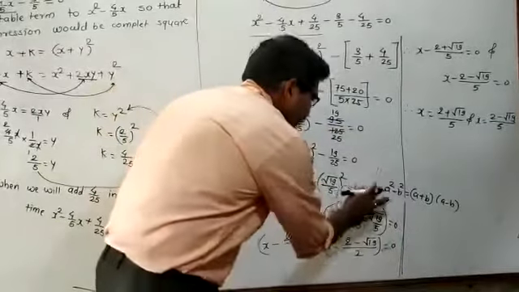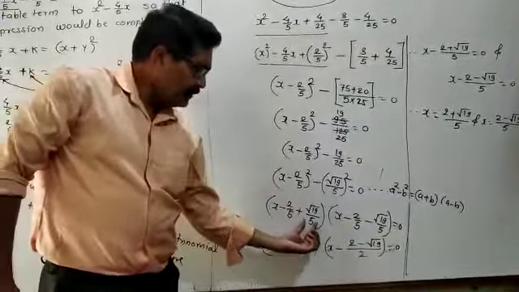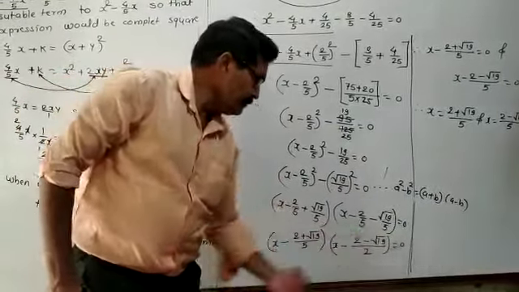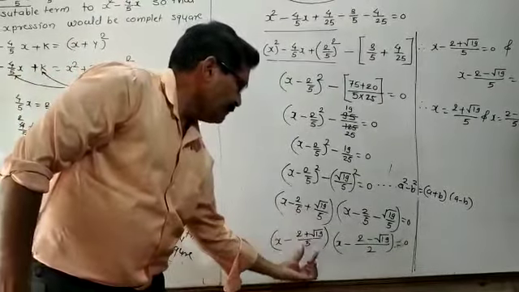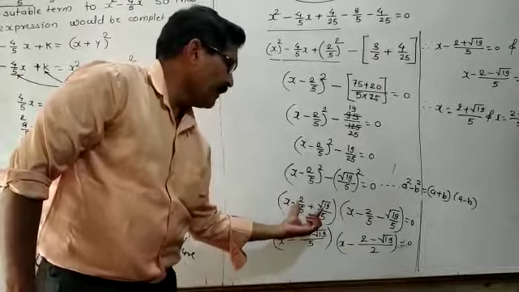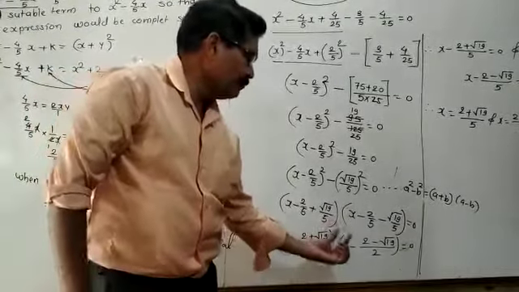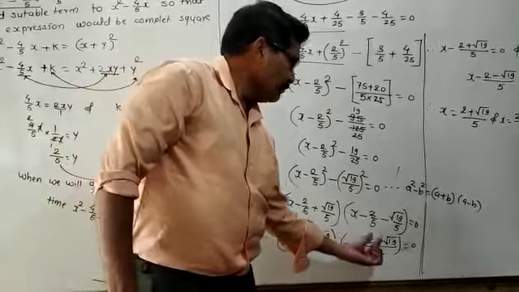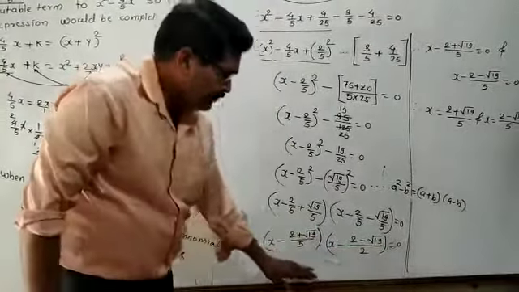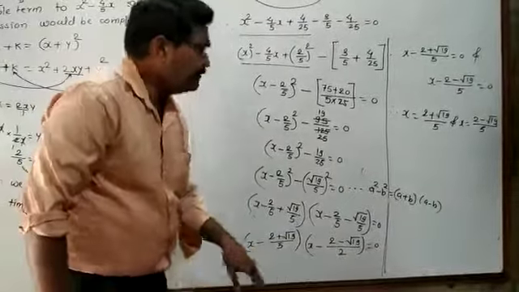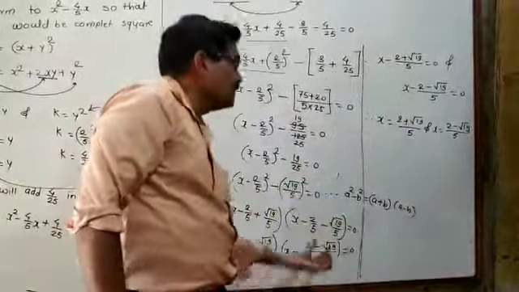Then here you have to utilize this identity, and this is a, this is b, this one is a plus b, this one is a minus b. So here the denominator is the same. At that time add or subtract the numerator. This becomes x minus 2 plus square root of 19 upon 5, x minus 2 minus square root of 19 upon 5 is equal to 0. You have to equate these factors with 0. At that time this bracket is equal to 0 and this bracket is equal to 0.